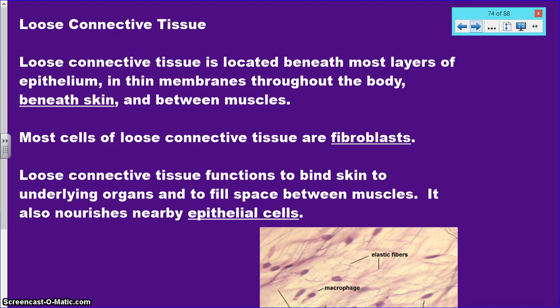Most cells of the loose connective tissue are called fibroblasts, and loose connective tissue's main function is to bind things together, whether it's binding skin to your other organs, binding muscles together. It's typically also responsible for nourishing epithelial cells, because remember, epithelial tissue doesn't have its own blood supply.